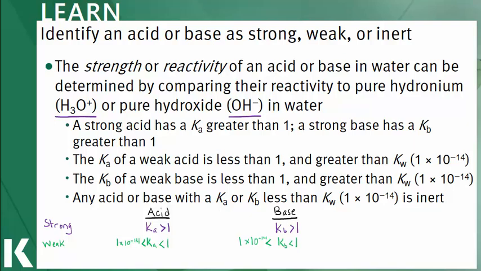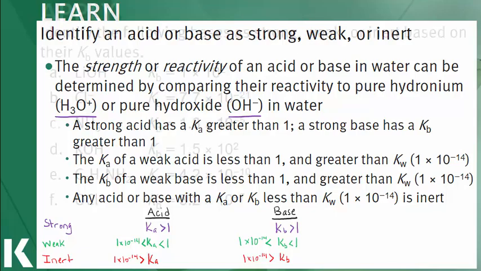That brings us to the last categorization. If the Ka or Kb is less than 1 times 10 to the negative 14th, then that acid or base is said to be inert. Let's apply this information to identify which of these categories a molecule falls under.